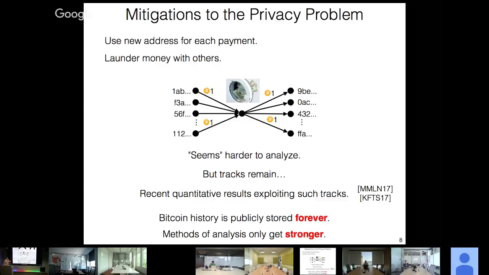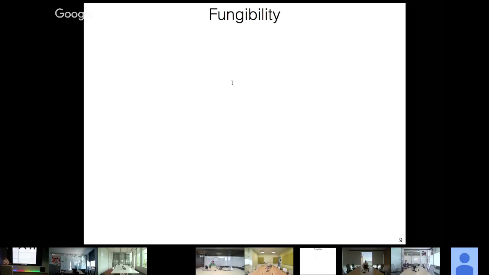Are we convinced there's a privacy problem? I hope so. I see nodding, so I'm going to take it that you're convinced, and move on from here. Now, even if you don't care about privacy, there's a separate argument to be made about this transaction graph that comes from the fungibility of money. How many of you have heard the term fungibility? Okay, a good fraction. Great.